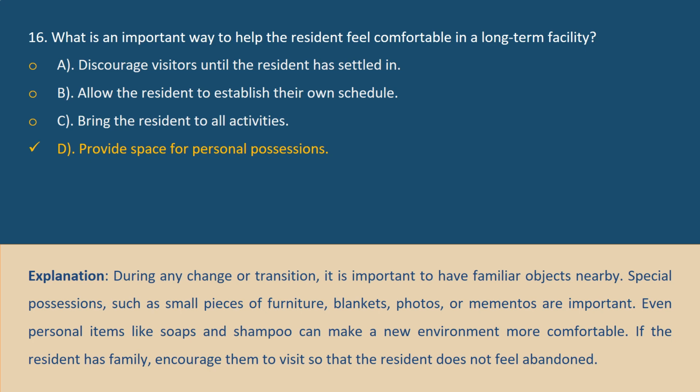Answer D. Provide space for personal possessions. Explanation. During any change or transition, it is important to have familiar objects nearby. Special possessions, such as small pieces of furniture, blankets, photos, or mementos, are important. Even personal items like soaps and shampoo can make a new environment more comfortable. If the resident has family, encourage them to visit so that the resident does not feel abandoned.